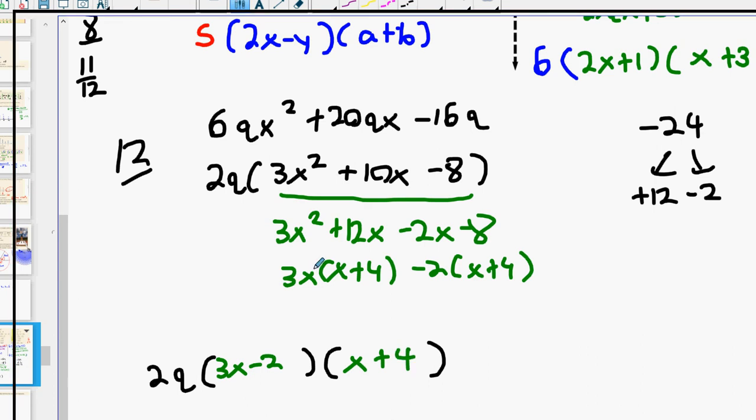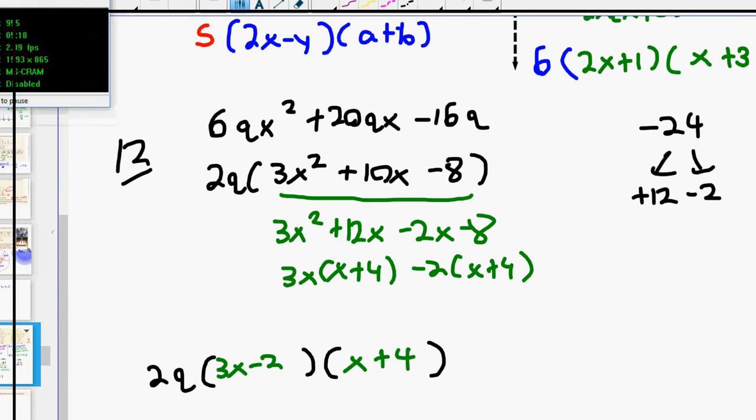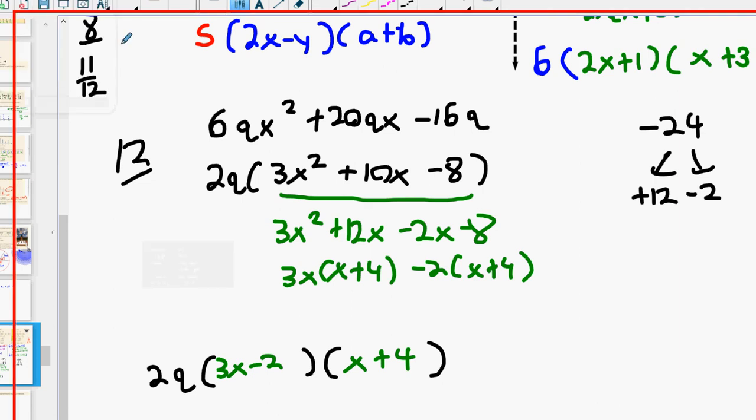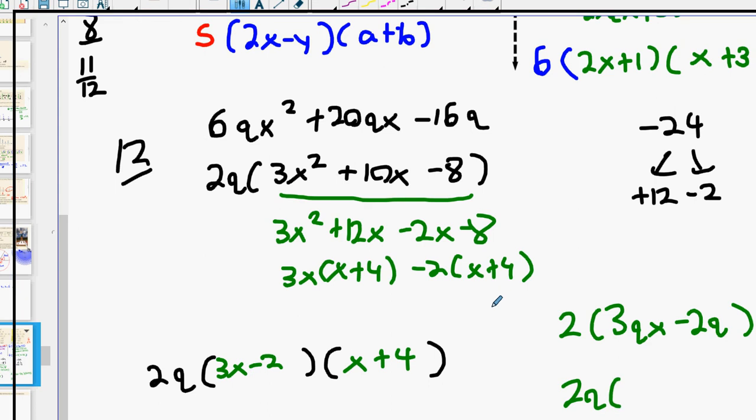Yes, questions? What Luke asked me about there was, Luke has this answer. He has 3qx minus 2q into x plus 4. And what I told Luke is that's not fully factorized because one of the brackets can be factorized further. You had a 2 on the outside as well, Luke, didn't you? So if I was to take the q's out of the first bracket, it'd be 2q, brackets 3x minus 2, x plus 4. So that's what I was telling you, Luke. It can be adjusted. Okay?